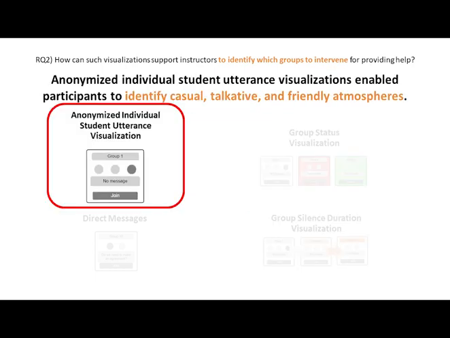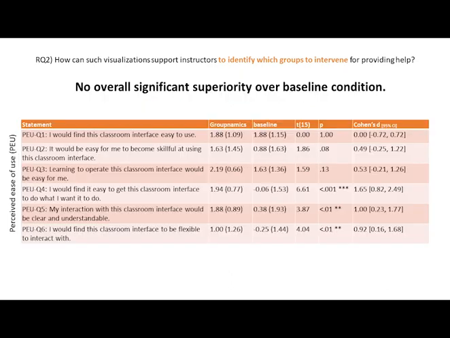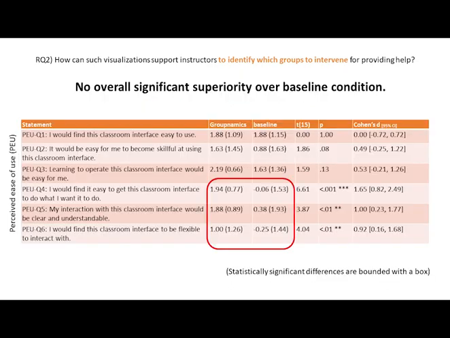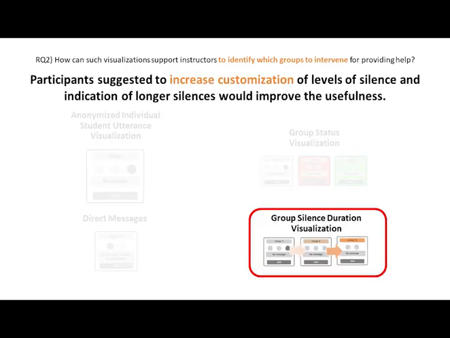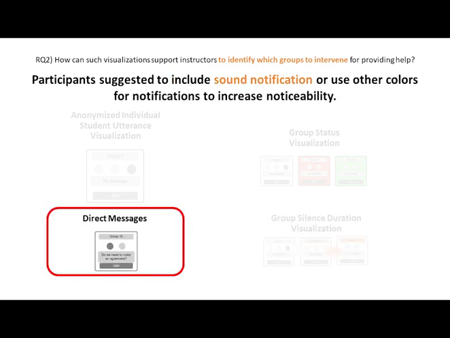On the other hand, the participants found anonymized students' utterance visualizations enabled them to identify casual, talkative, and friendly atmospheres. In terms of perceived ease of use, one condition did not show overall significant superiority over the other. Participants suggested increasing customization of levels of silence and indication of longer silences would improve the usefulness of Groupnamics. To improve noticeability of direct messages from students, the participants suggested to include sound notification or use other colors for notifications.